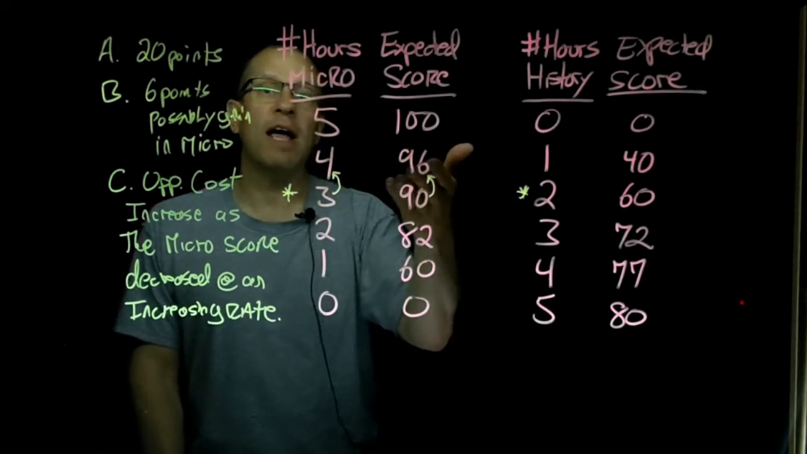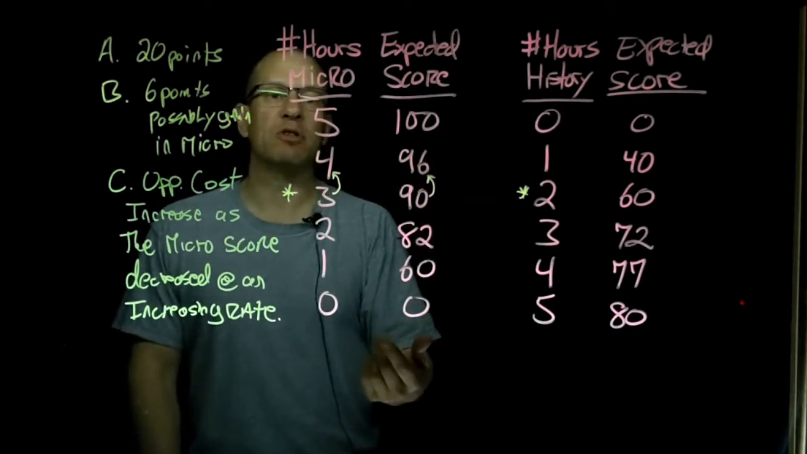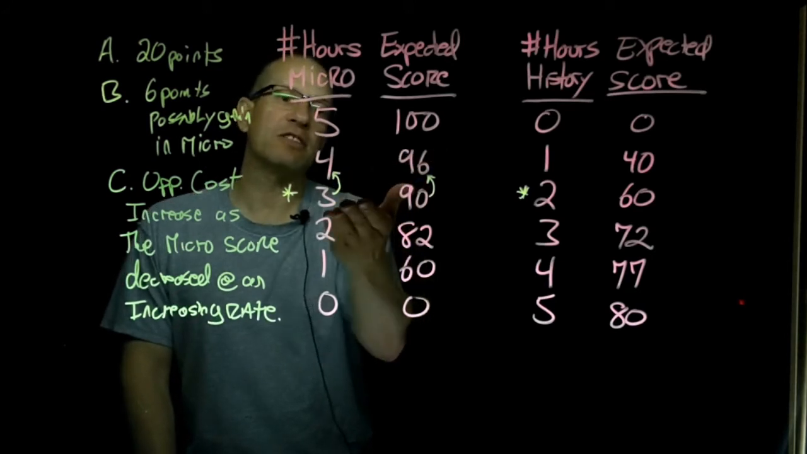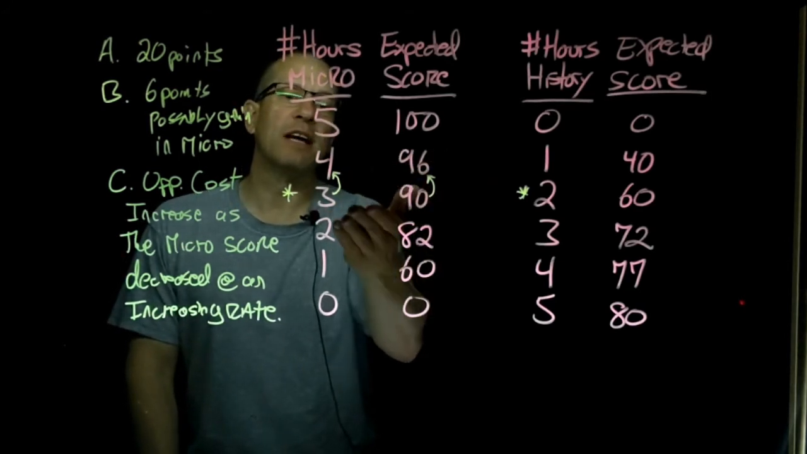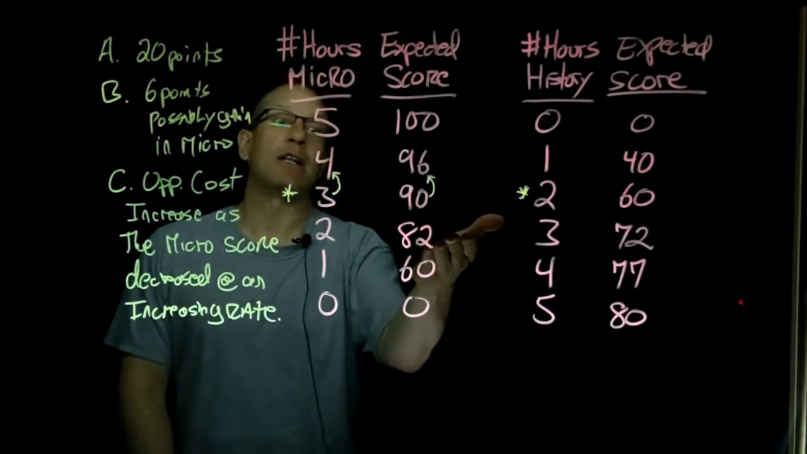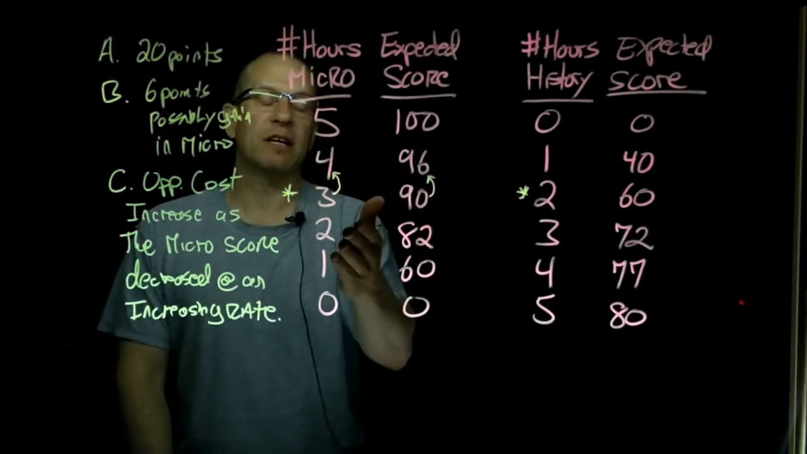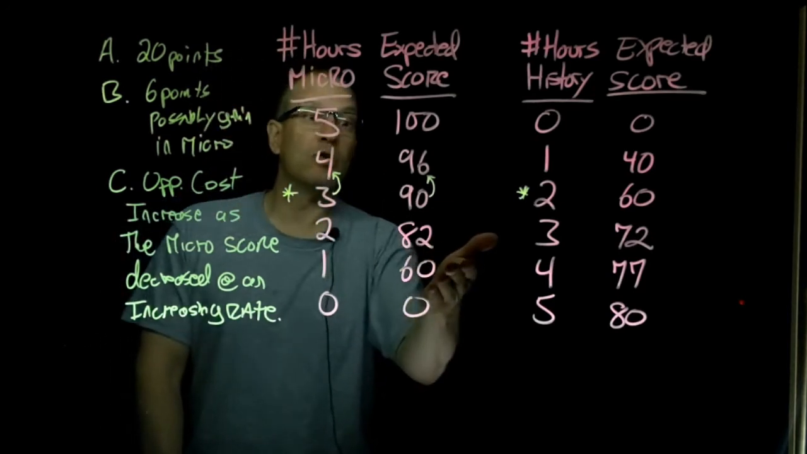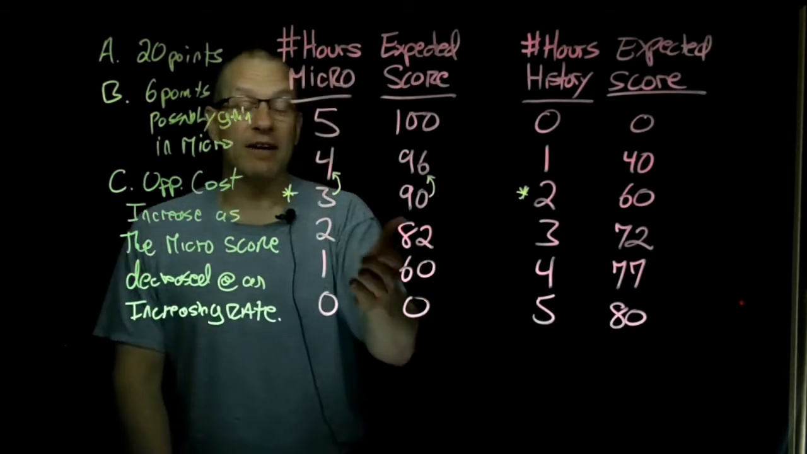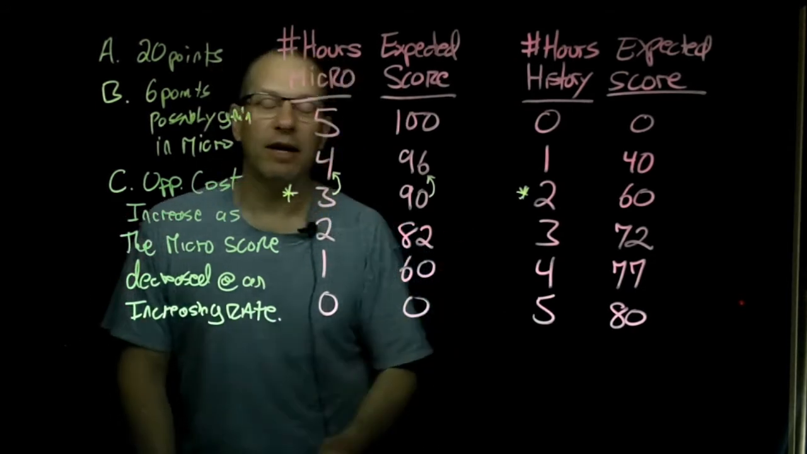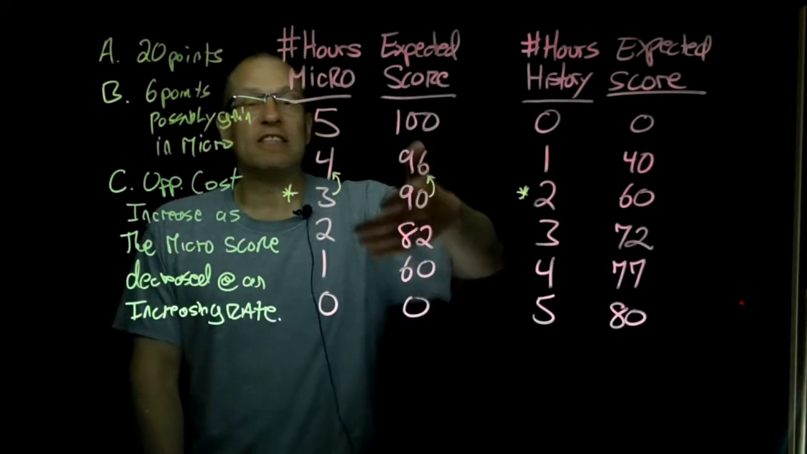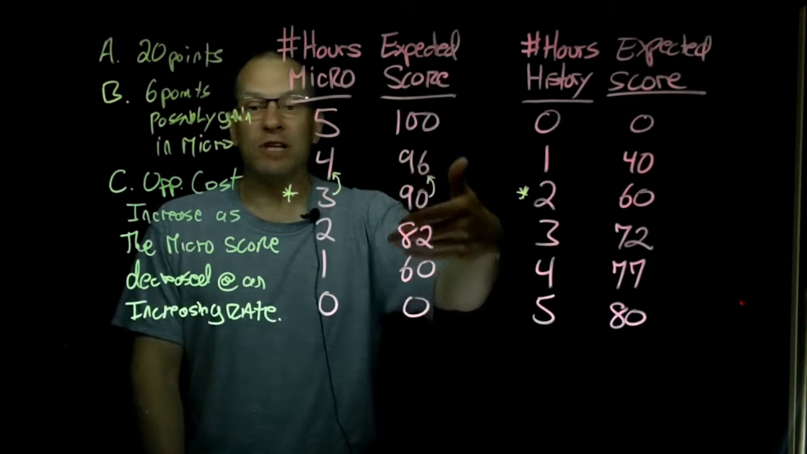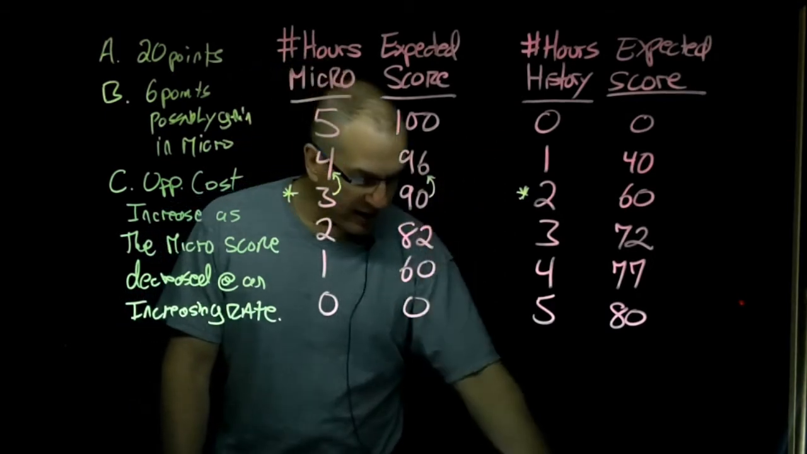I'm losing more and more from a possible score. If I go from studying 4 hours and earning a 96, down to studying only 3 hours, I lose 6 points. If I study only 2 hours, I lose 8 points. If I study only 1 hour, I lose 22 points. And if I don't study at all, I lose 60. So we see that the opportunity cost is increasing as I add more hours to studying history. My micro score decreases at that increasing rate.